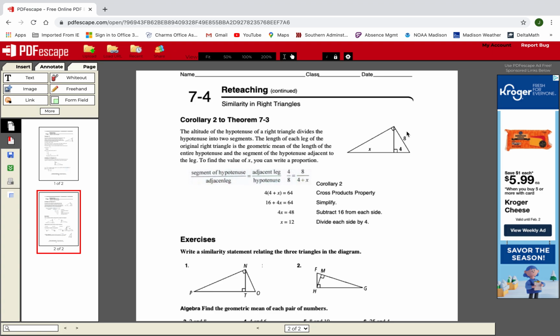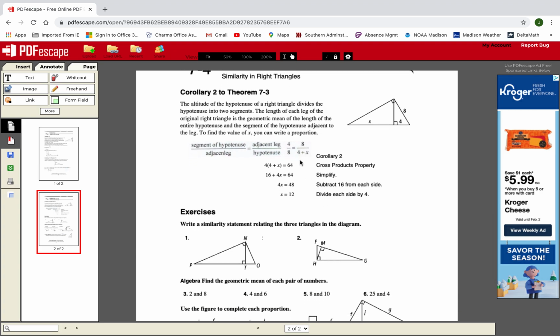So basically, 8 is the geometric mean of 4 plus x and 4. So you can see that they've laid that out here in a proportion. The adjacent leg, which is 8, is the geometric mean between the segment of the hypotenuse closest to it, which is 4, and the entire hypotenuse, which is 4 plus x here. So to solve it, they just cross multiply. 8 times 8, of course, is 64.